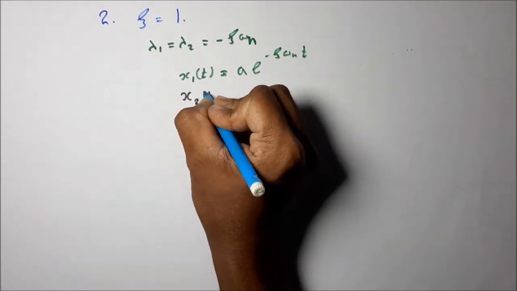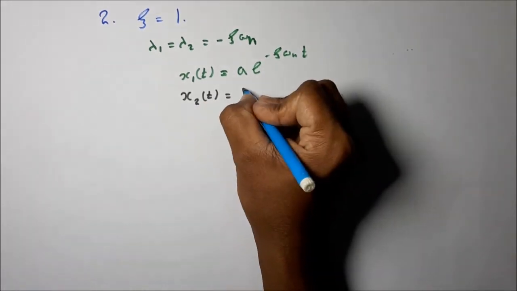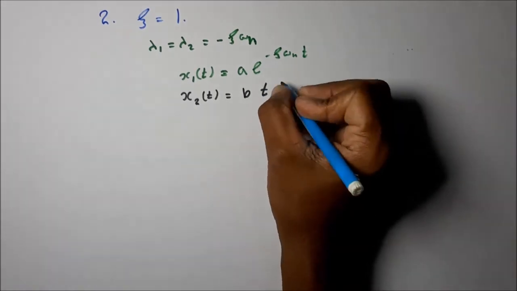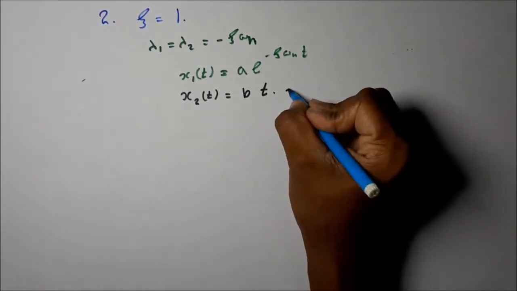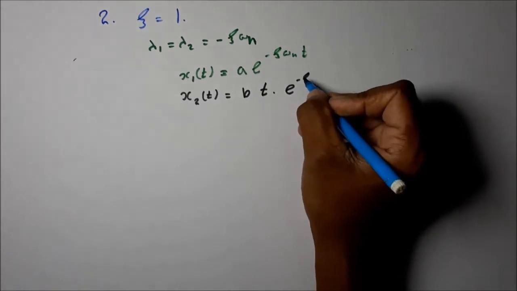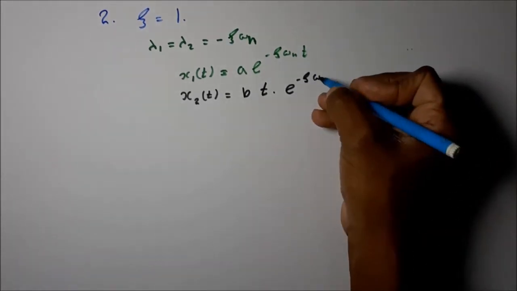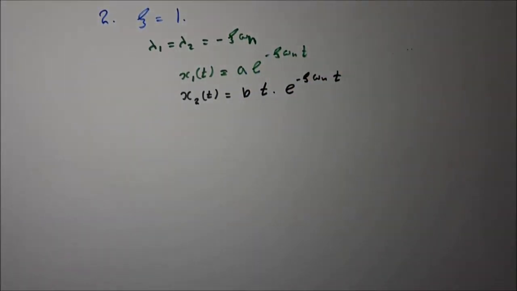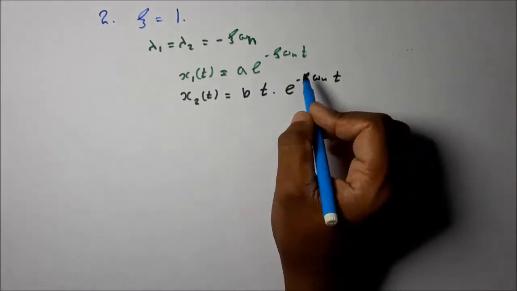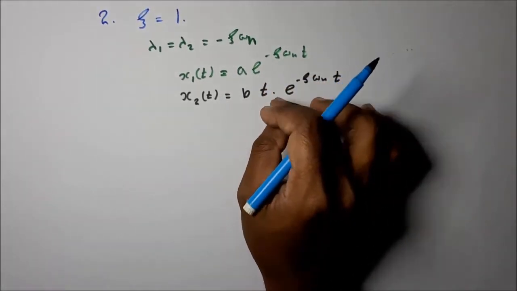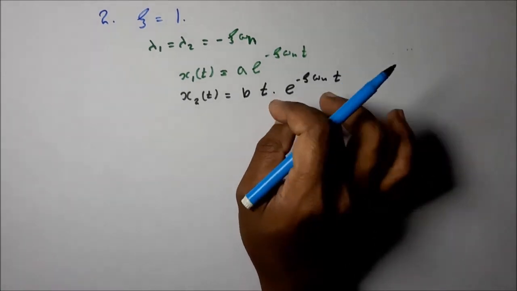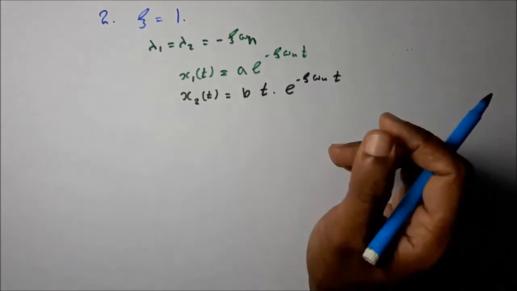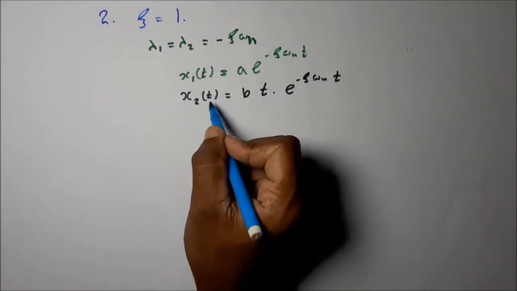Using the reduction of order method, we can write the second solution in this format: x2(t) equals b t e to the minus theta omega n t, where a and b are constants and t is the variable. The second independent solution we obtain from the reduction of order method. If you are not familiar with this, please search for the reduction of order method. Then we have the two independent solutions.